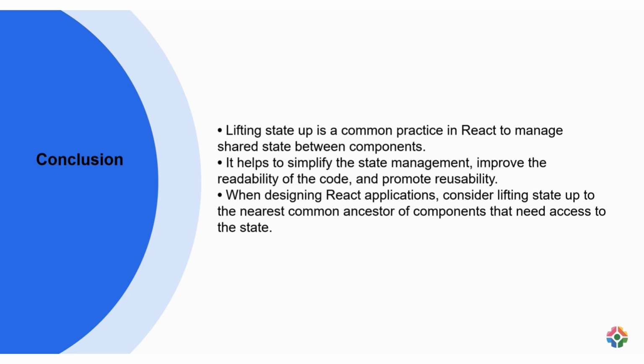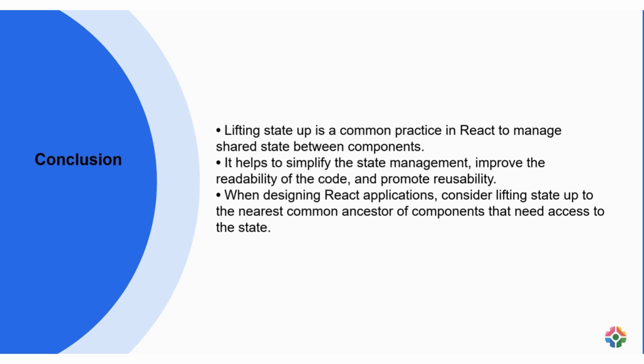When structuring React applications, identify the common ancestor of components that require access to the state and elevate the state to that component level. For example, in a shopping cart application, lifting the cart state up to a parent component that contains both the product list and the cart summary components can facilitate seamless communication and updates between the two components.